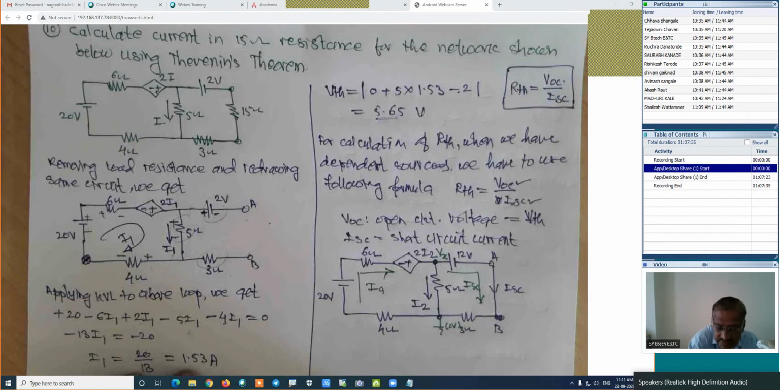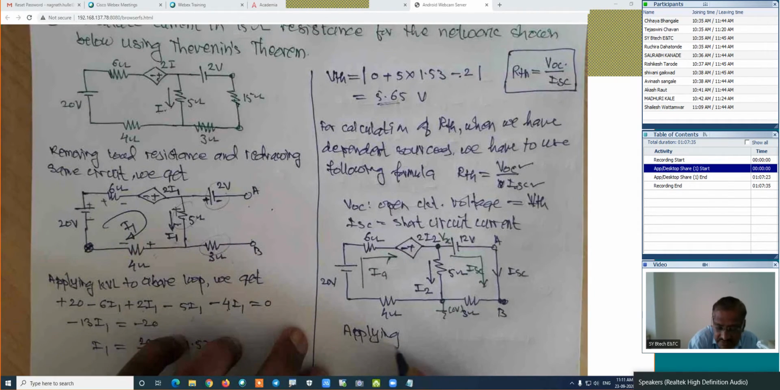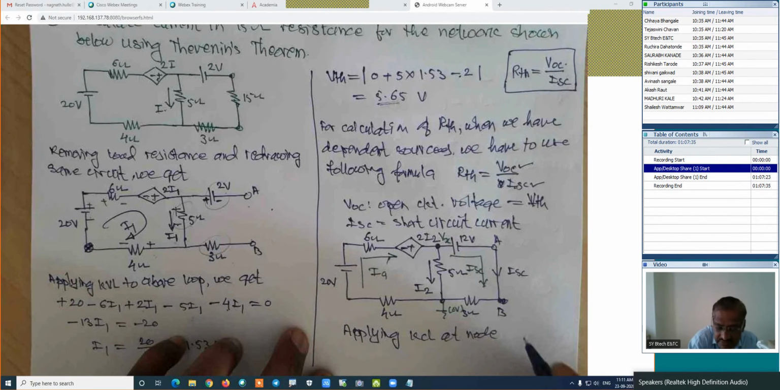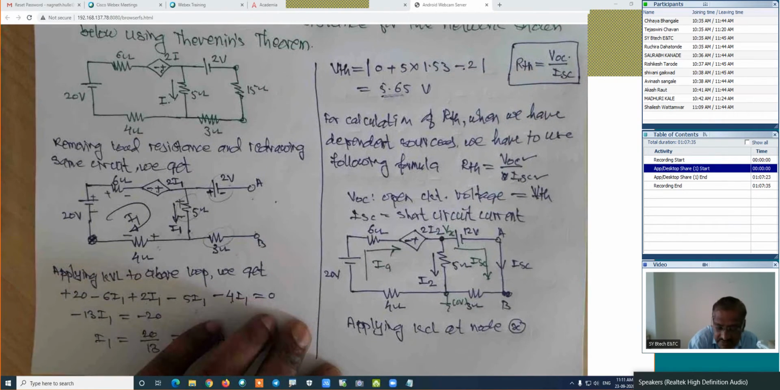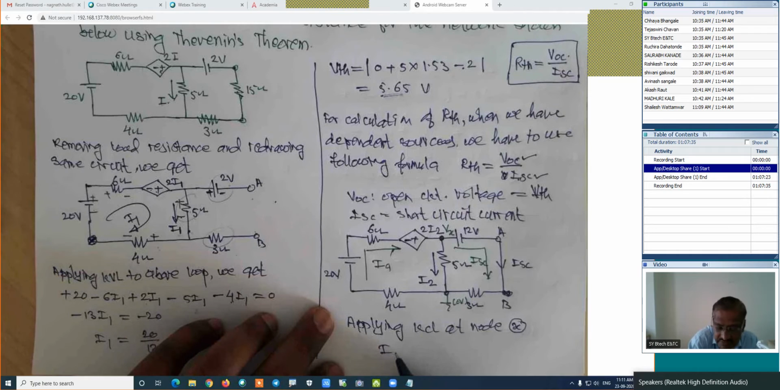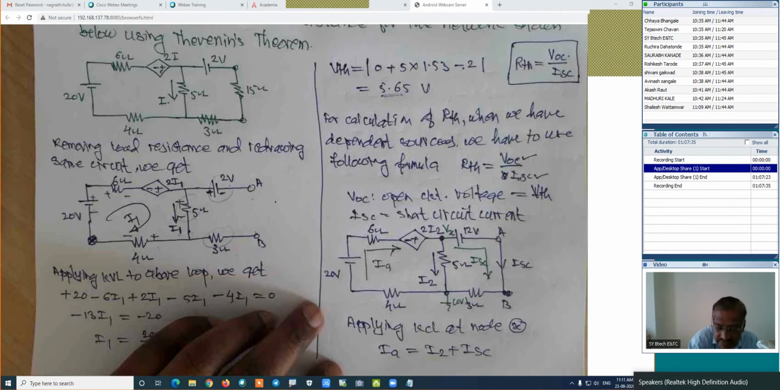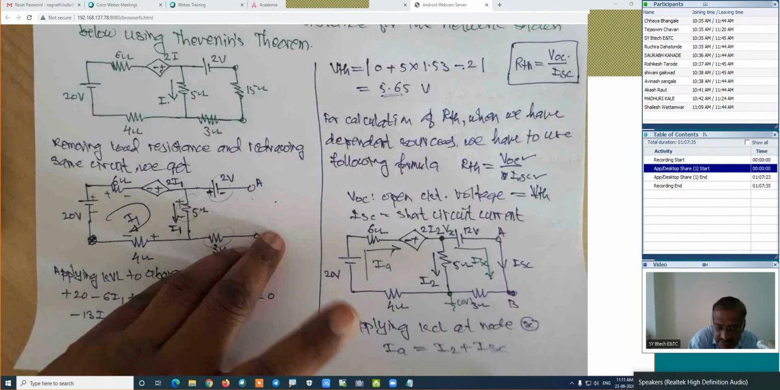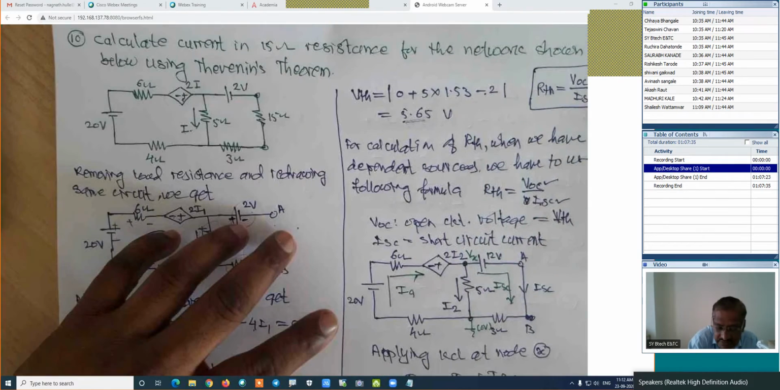I will write, applying KCL at node X. If we are applying the KCL at node X, how is the equation? Incoming current is equal to outgoing current. What is the incoming current? IA is equal to outgoing current, that is I2 plus ISC. Is it right? IA is equal to I2 plus ISC. Now simplify this equation and find out its next equation.